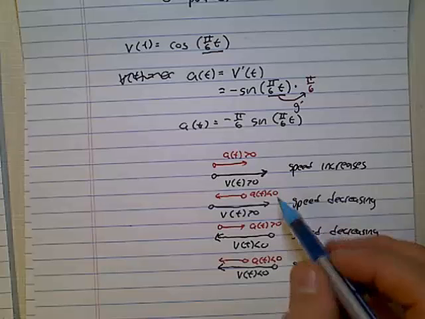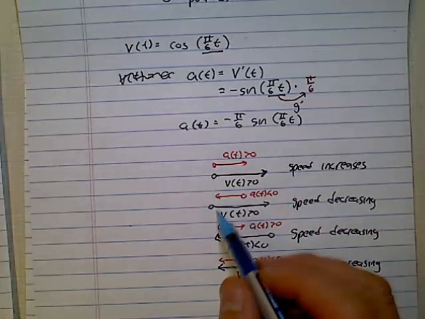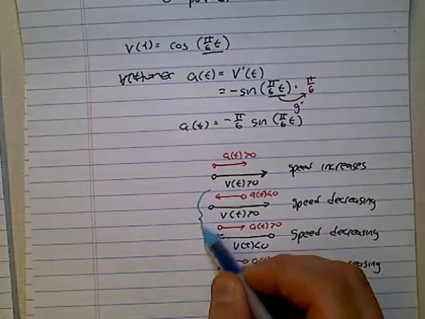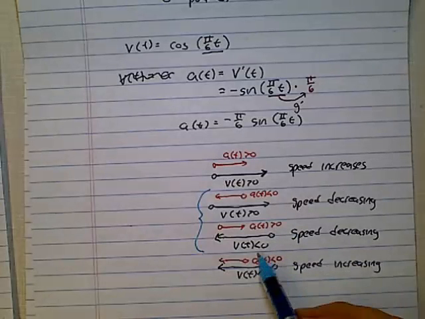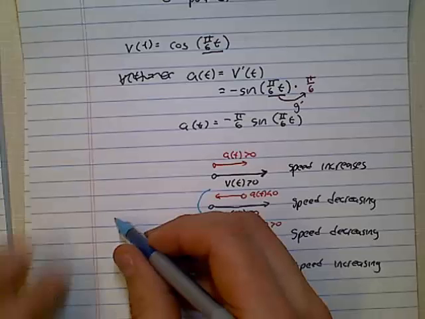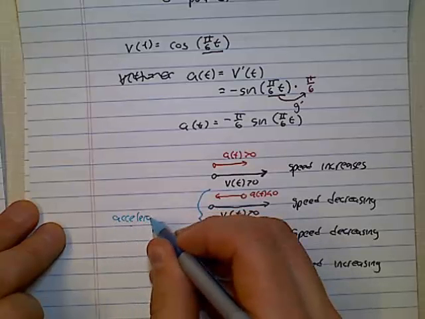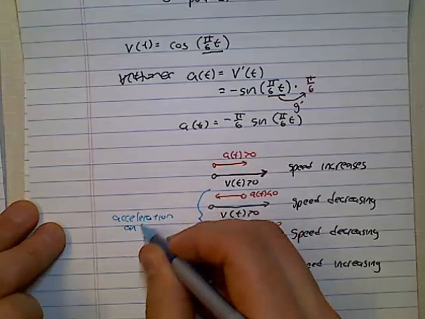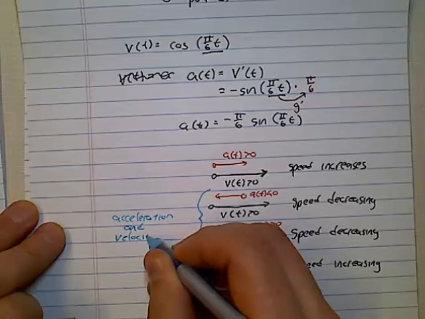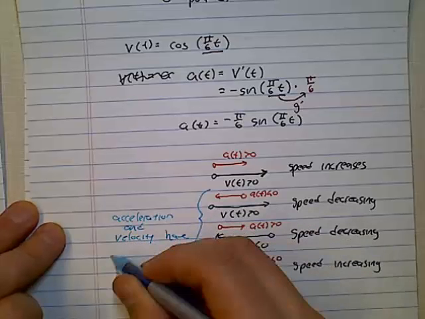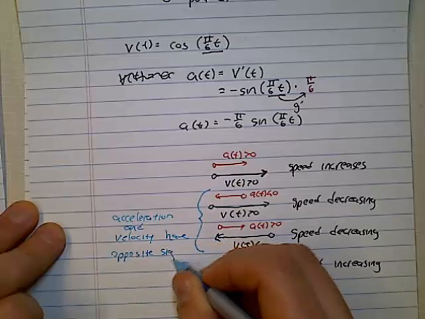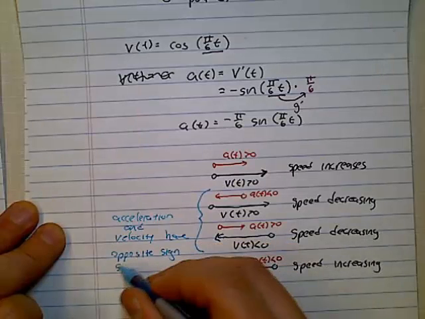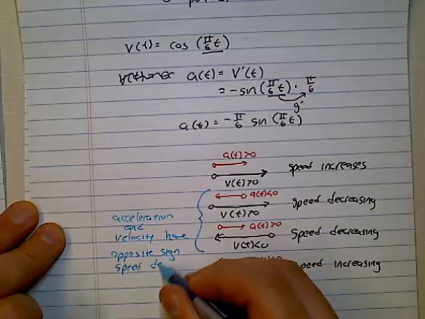What we want to notice about the pattern here is that whenever the acceleration and the velocity are opposite to each other, like here, the acceleration is negative, velocity is positive, acceleration is positive, velocity is negative. Whenever acceleration and velocity have opposite sign, then that means our speed is decreasing.